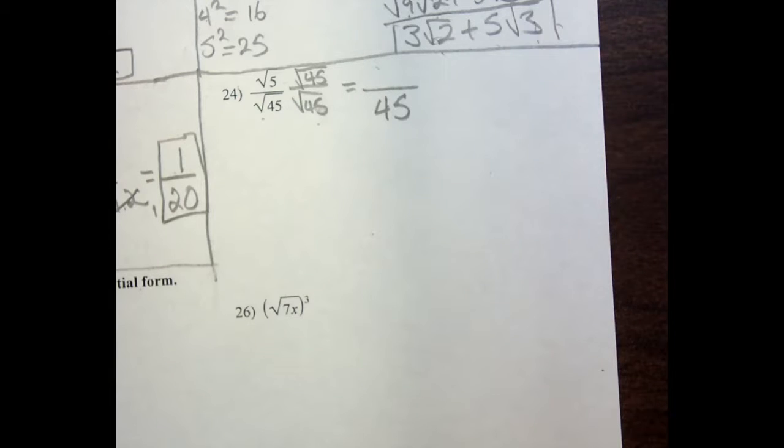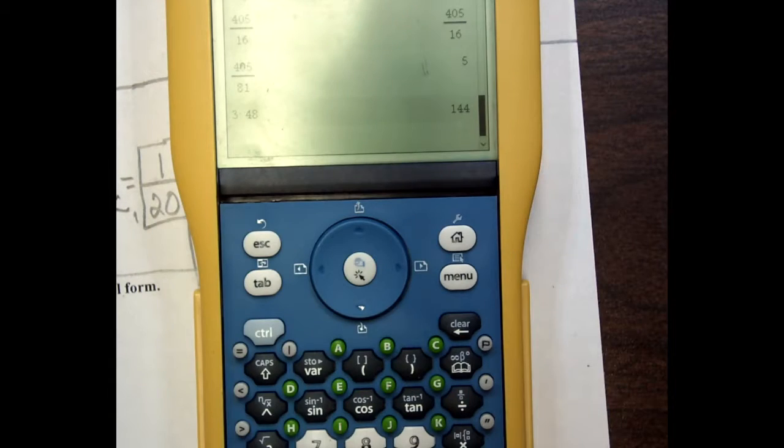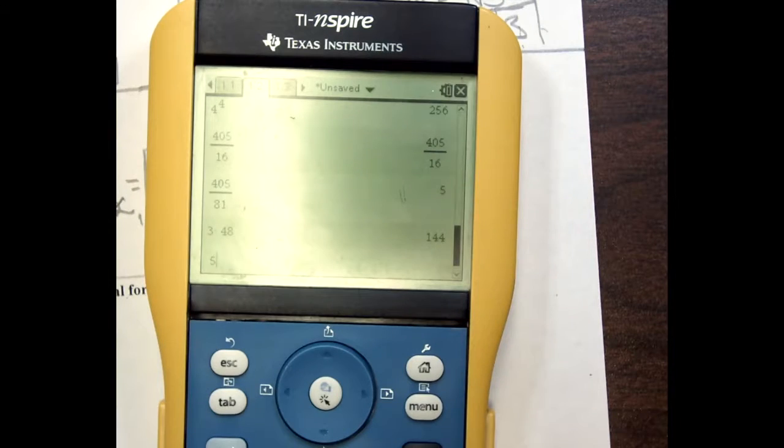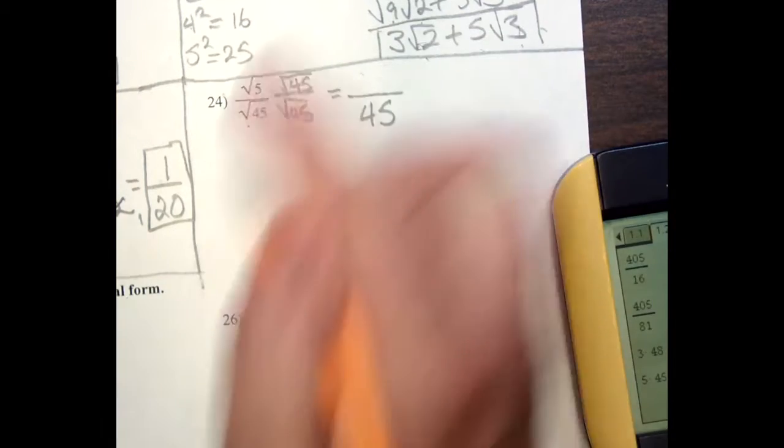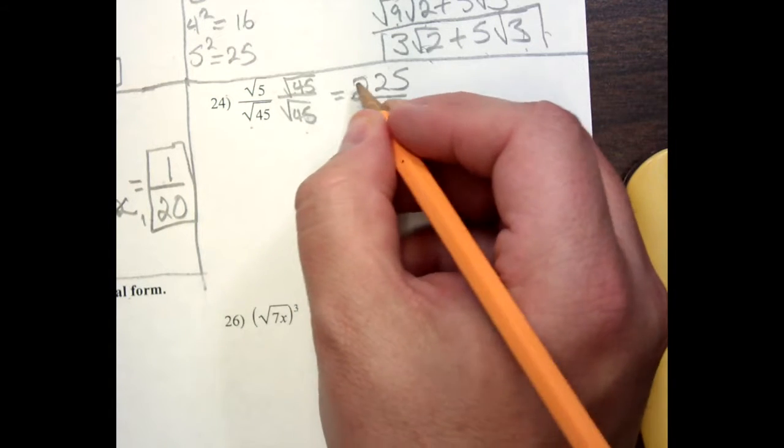All right, well, what's 5 times 45? 200. Yeah, that's a lot. So 5 times 45 is 225. 225, but remember, that's the square root.